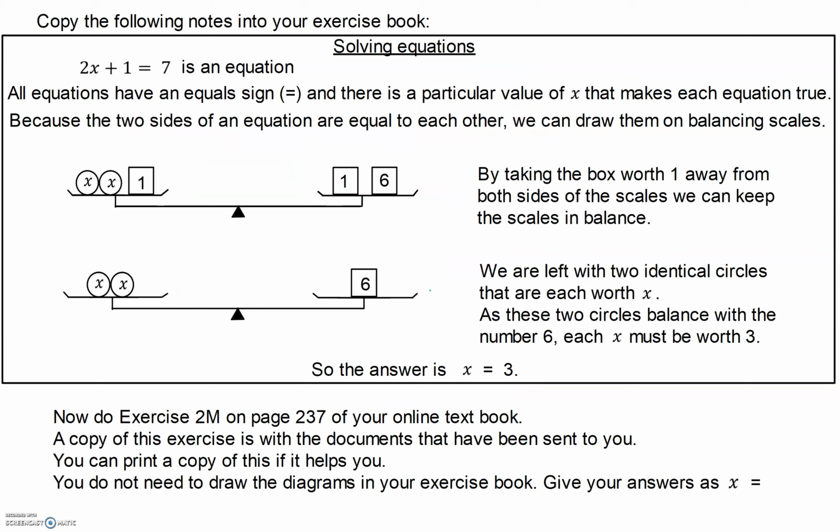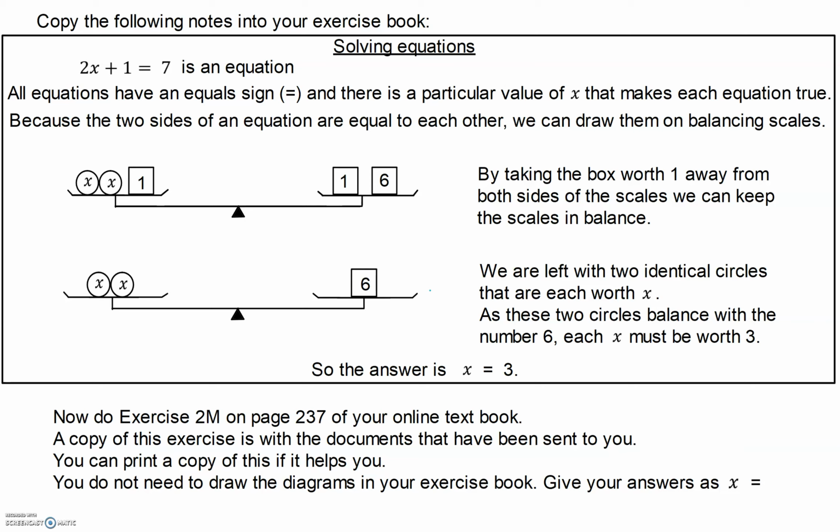So we've looked at equations by representing them on balancing scales. They're allowed to be balancing scales because the equal sign tells us that the left-hand side and the right-hand side are exactly the same. So what I'd like you to do now is to copy these notes into your exercise book. The title is Solving Equations. The box is what you must copy into your book. You can pause this video so that you can copy it in.